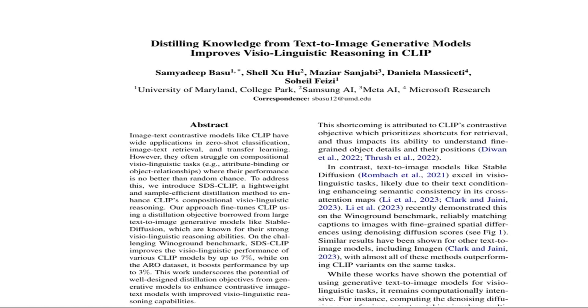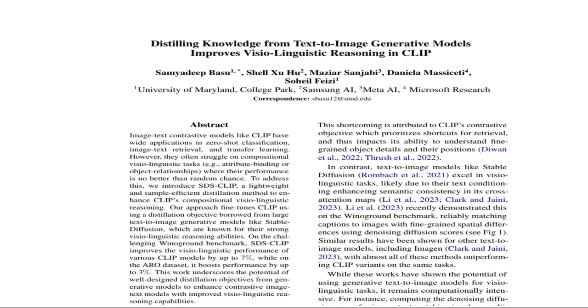Okay, the next paper is all about distilling knowledge from text-to-image generative models, which improves visual linguistic reasoning in CLIP. This explores exactly SDS-CLIP, which is specified here. Of course, I have already given the exact paper. Dear friends, this innovative method improves CLIP's compositional reasoning capabilities, especially on tasks like Winoground. CLIP, a popular image-to-text model, excels at basic tasks like zero-shot classification, but it struggles when it comes to compositional reasoning, where we need to understand relationships between objects and their attributes in complex scenarios.